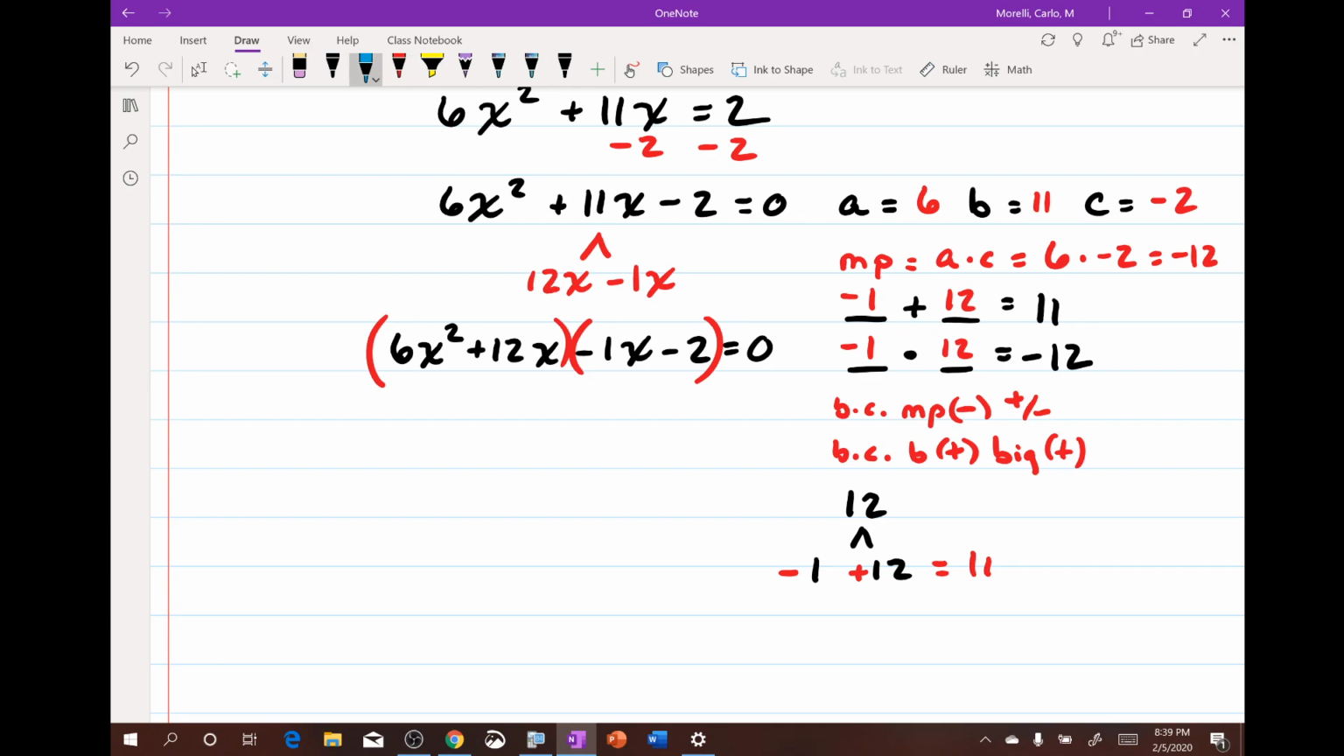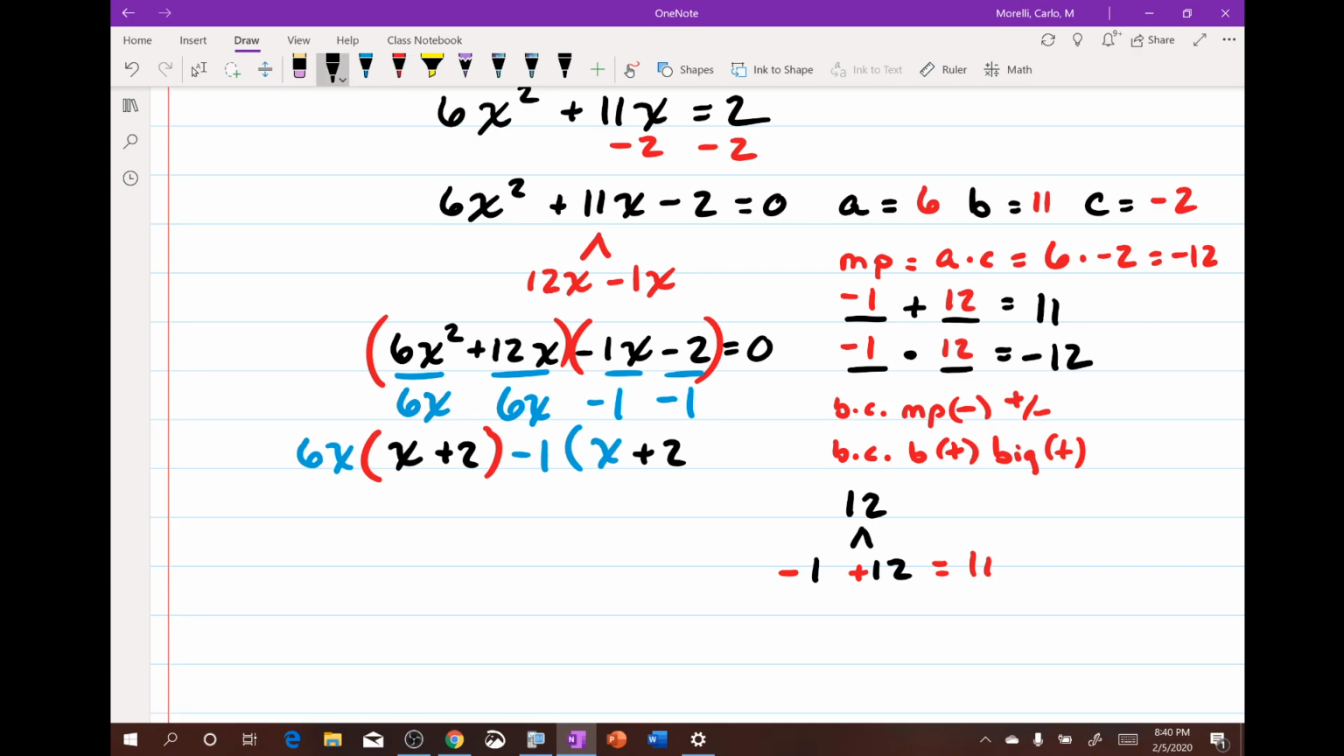And we're going to play our game, which is greatest common factor. Okay, so let's see. I can pull a 6x out of this. And over here I can pull out a negative 1. So out front I'll write 6x, open parentheses, and then x plus 2. And then I'll have negative 1, open parentheses, and then look at this, x plus 2.